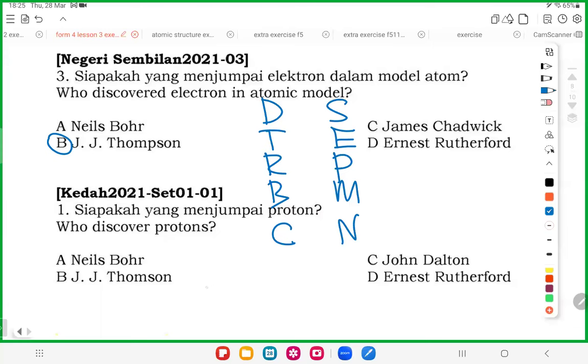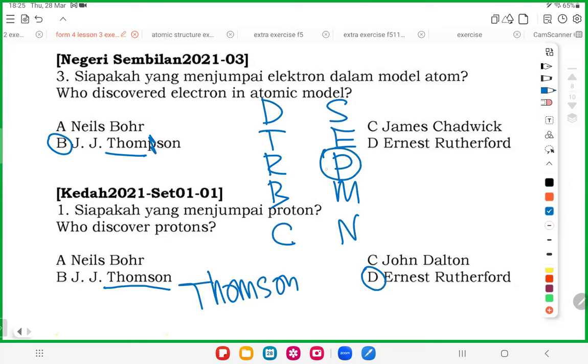Okay, Thomson is THOMSON, by right, but sometimes they write THOMP. It doesn't matter, you see. It should be THOM, THOMSON. This one shouldn't have the P. Okay, so who found the proton? Rutherford. Is it okay? How to do it? Proton, P. P is proton, found by R. R is Rutherford. See that? When you're able to use this thing, you'll be very powerful.